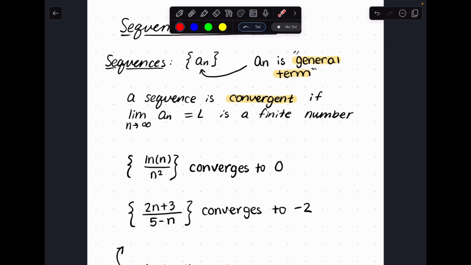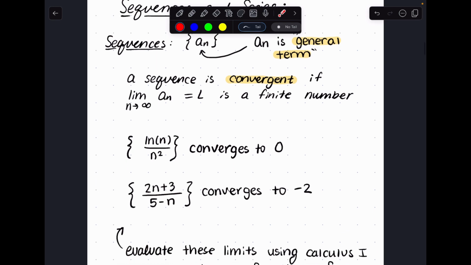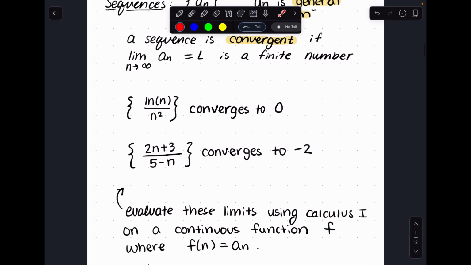And we have that a sequence is convergent if the limit as n goes to infinity of our general term is equal to L, which is some finite number. If you get infinity or negative infinity or DNE, that would be divergent. All right, so some examples. We have natural log of n over n squared. If you take the limit of this as n goes to infinity and apply Calc 1, you'll get that this limit goes to 0. So the sequence converges to 0.